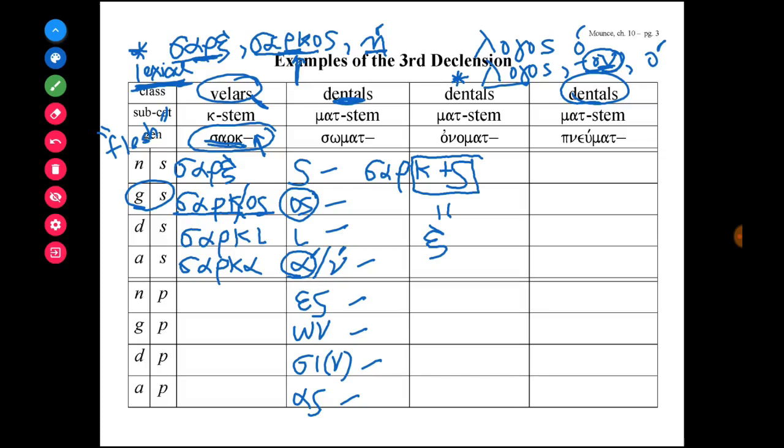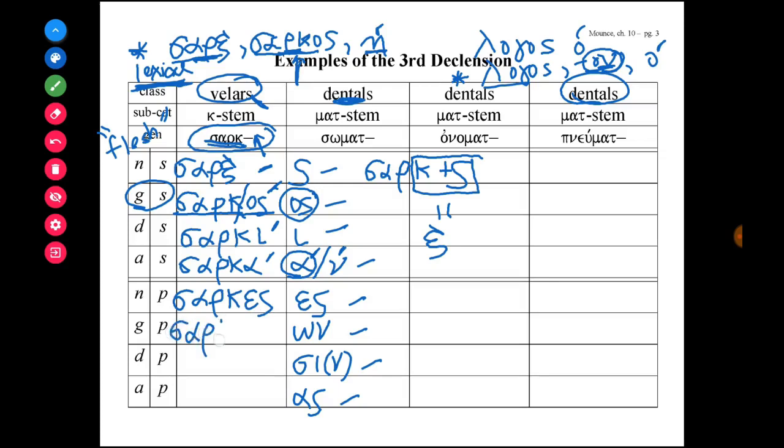What about the nominative plural? How do I say fleshes? So sarx is flesh. Sarkos is of flesh. Sarki is to flesh. Sarka as a direct object is flesh. How do I say fleshes? I would say sark, and the case ending is -es, so sarkes. How do I say of fleshes?